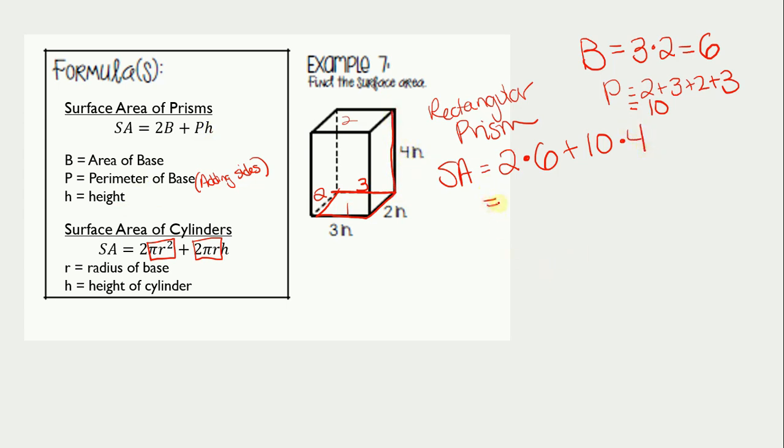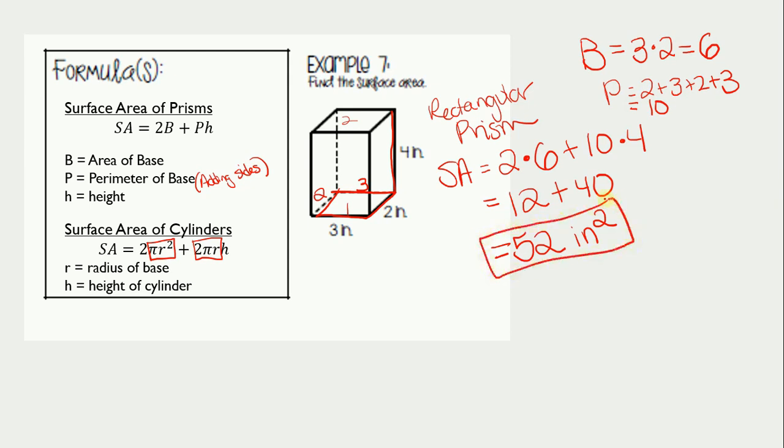There we go. Let's go ahead and figure out the amount here. So 2 times 6, that is 12, plus 10 times 4, 40. 12 plus 40, that is 52 inches. And since we're still talking area, squared. 52 inches squared.